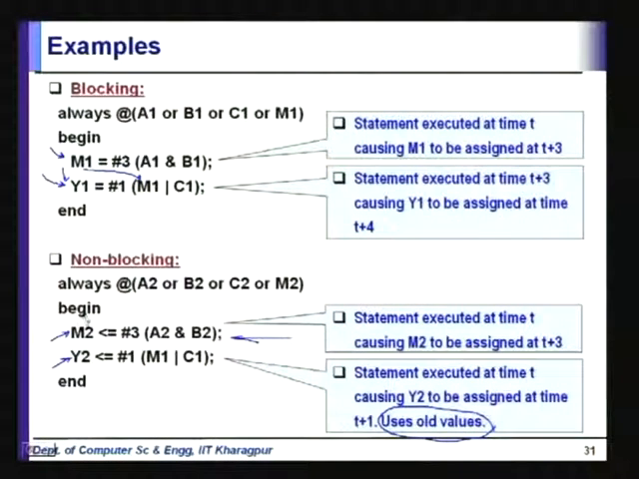Non-blocking is going to simply put this up as something that we have to do. So it's going to take note that okay, we have started the evaluation of this and we are going to pick up the value of A2 and B2 after 3 units of time and then assign it to M2. Put it aside, okay, and continue the execution of the remaining statements.